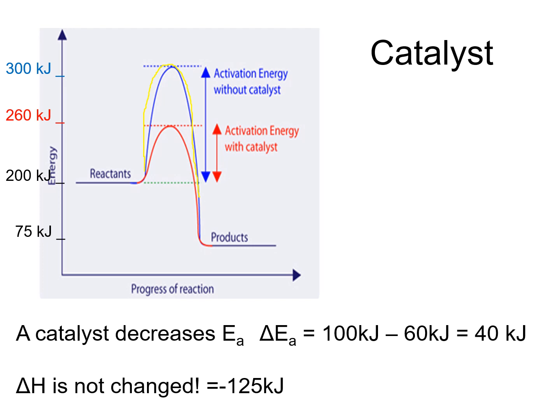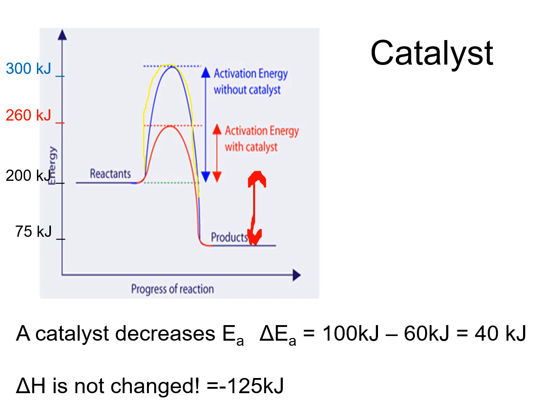There are some things that do not change with the catalyst. In particular, the delta H of the reaction, so the difference between products and reactants, is going to stay the same. That would be 200 minus 75. So actually you would have to go final minus initial. The final is 75, the initial is 200. So the difference is minus 125 kilojoules.